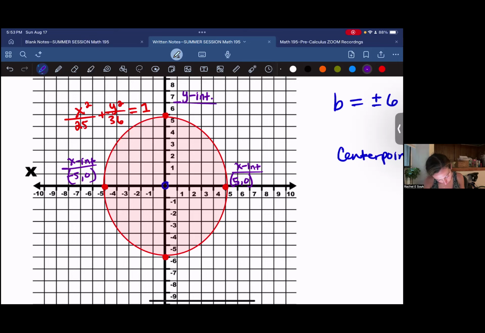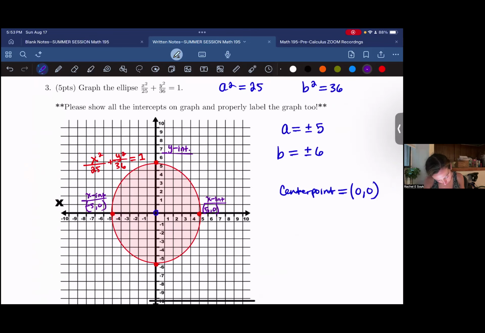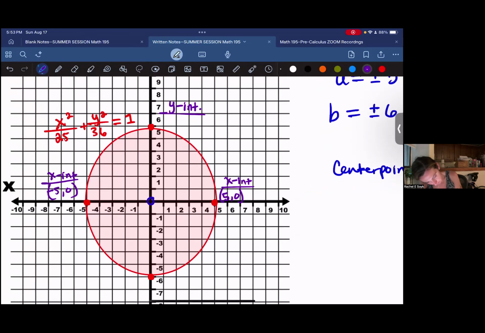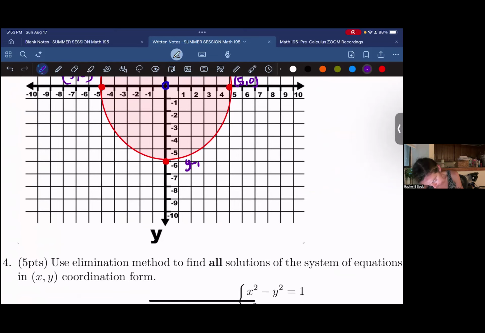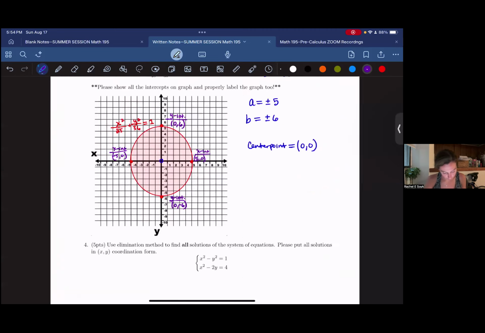Did I plot it correctly? A is 5, yeah, 6, good. This looks like 5, but it's 6, 0, 6, and then 0, -6. Perfect.